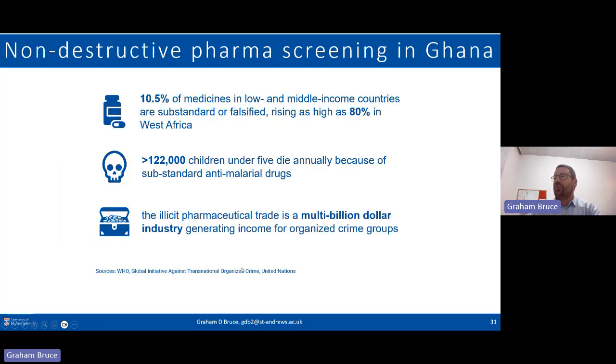Okay, so I mentioned low resource settings. Where we're going in the next year or so is that we are going to develop an instrument that allows us to authenticate pharma medicines inside packaging. And particularly, we're going to deploy this in Ghana.